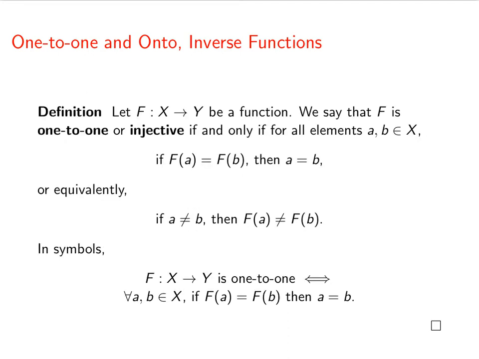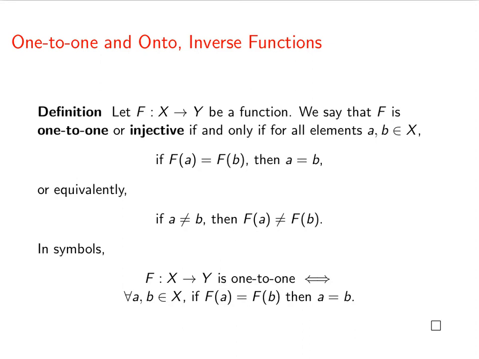All right, so here's the formal definition of what it means for a function to be one-to-one or injective. So f is a function from x to y. We say that f is one-to-one if and only if for all elements a and b in the set x, if f of a is equal to f of b, then a is equal to b. Or we can write it with the contrapositive: if a is not equal to b, then f of a is not equal to f of b.